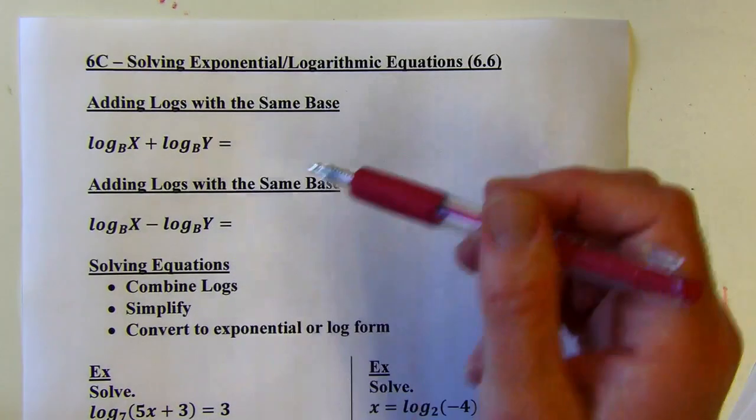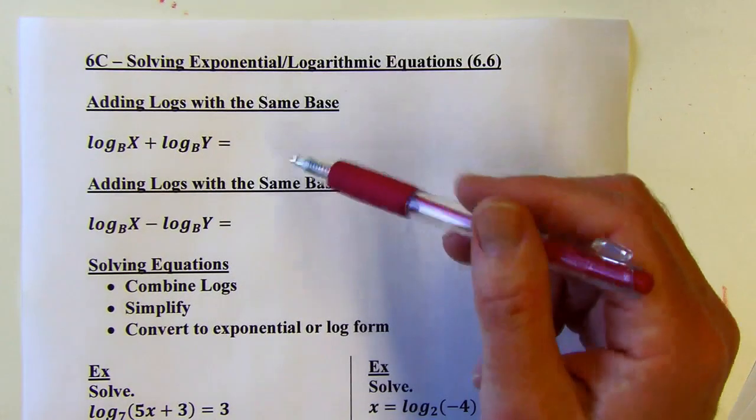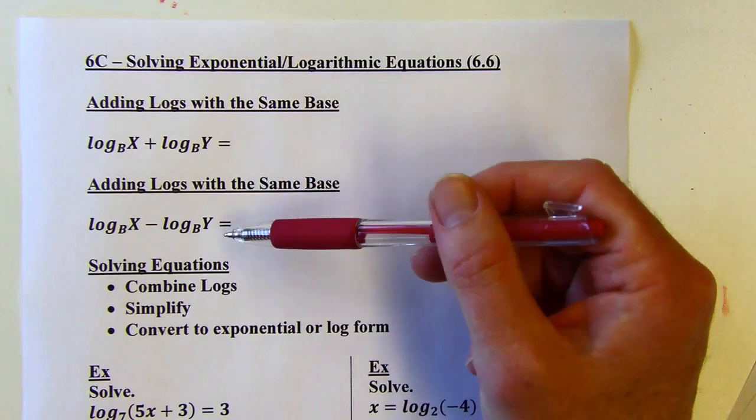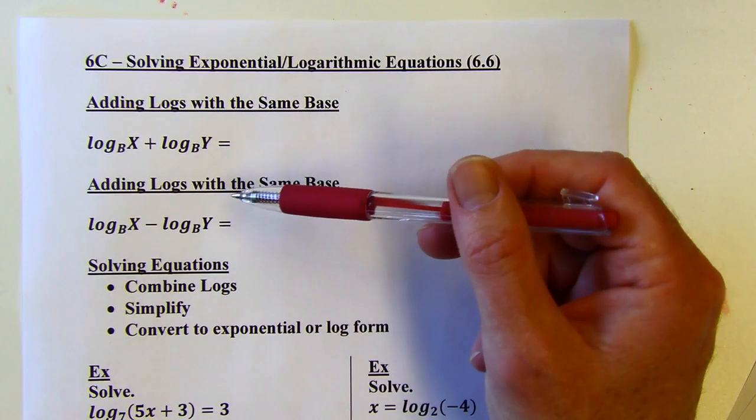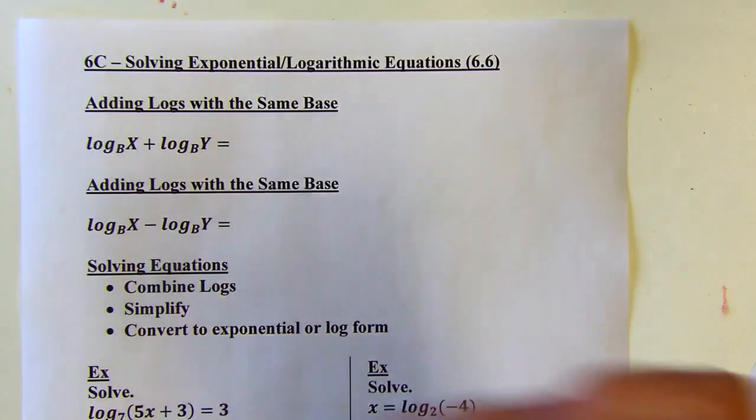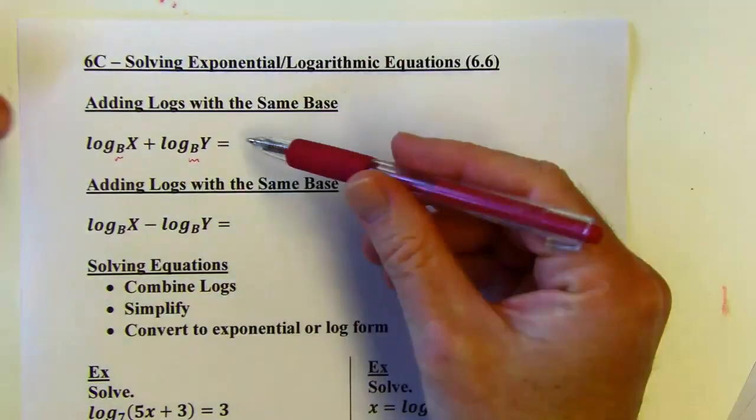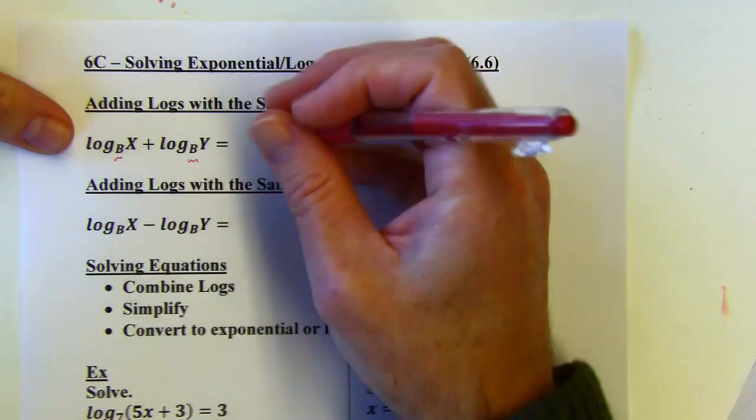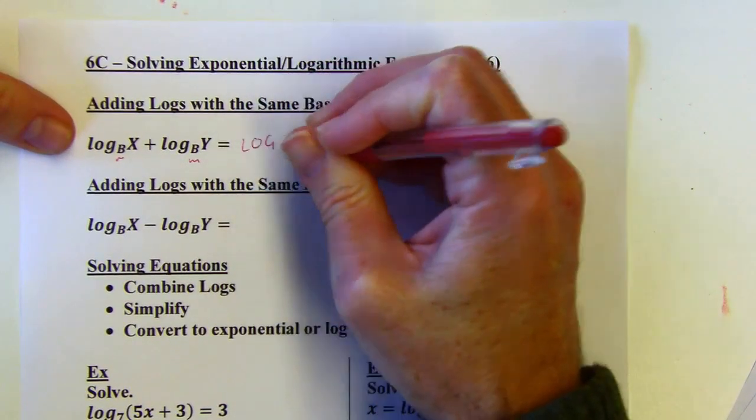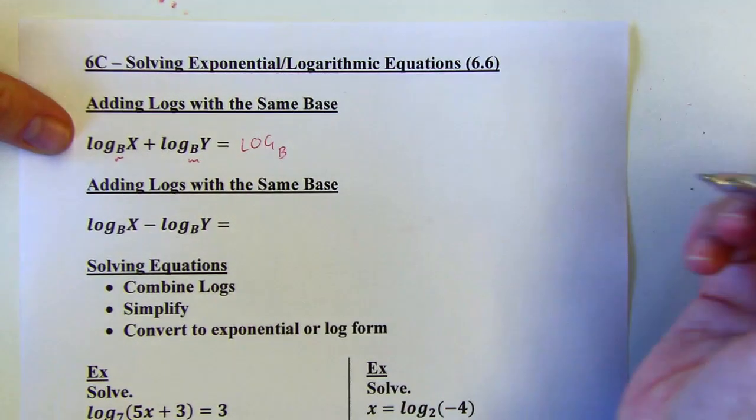Okay, so let's start by adding logs with the same base. Pretty much any time in any problem you see multiple logs, you want to try to combine them if you can, okay? And you can combine them if they have the same base. So when you're adding two logs with the same base, you can combine them into one log like so, okay?